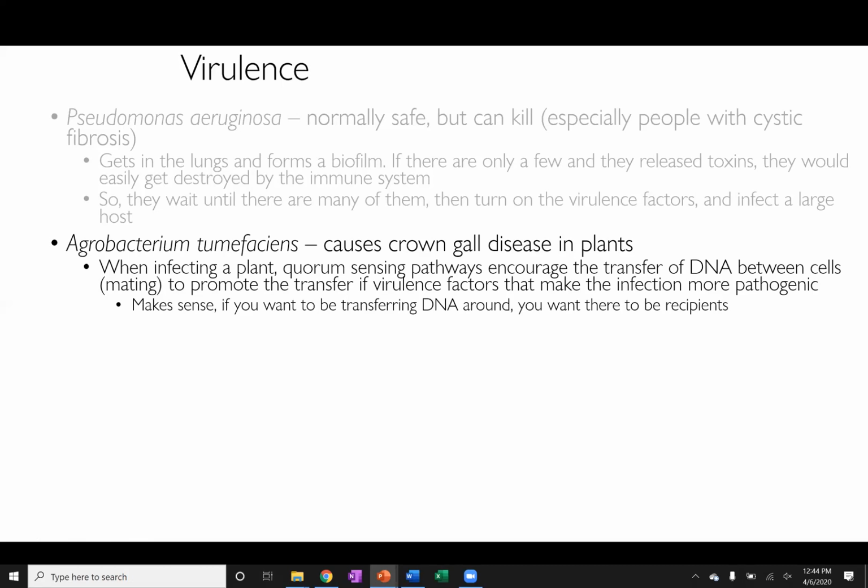The idea is that it only activates this quorum sensing when there's enough bacteria around. So it's only going to transmit this DNA around if there's enough bacteria, and it senses this by quorum sensing.